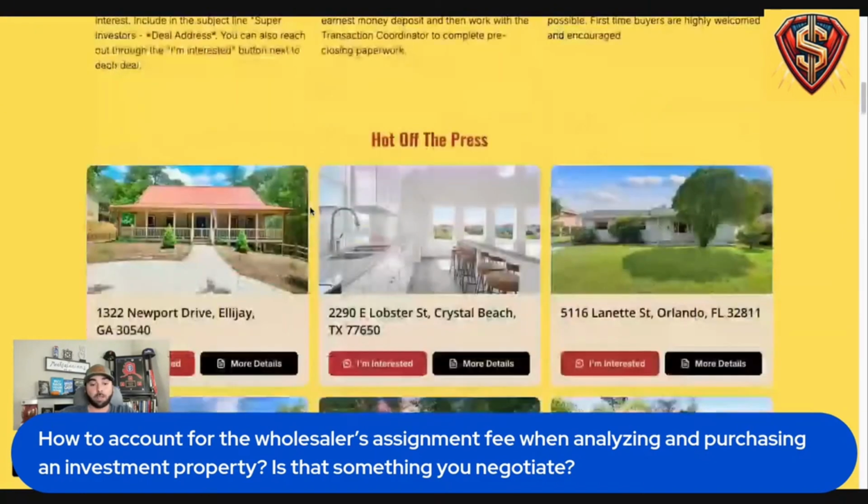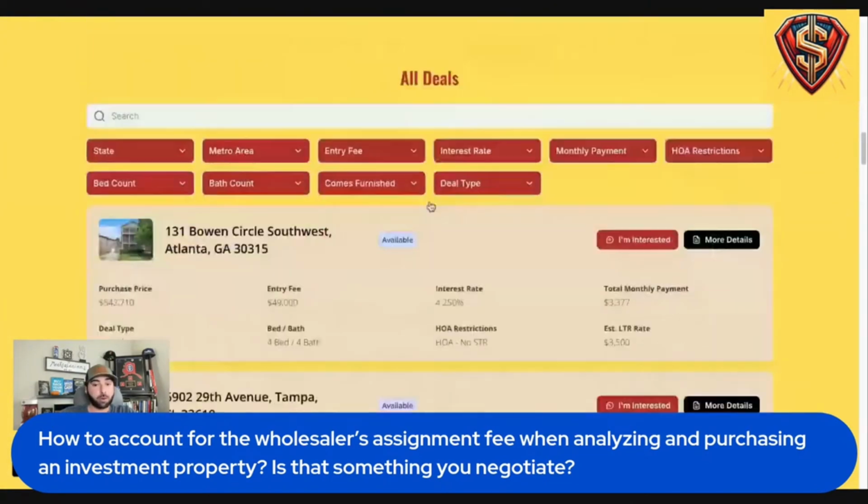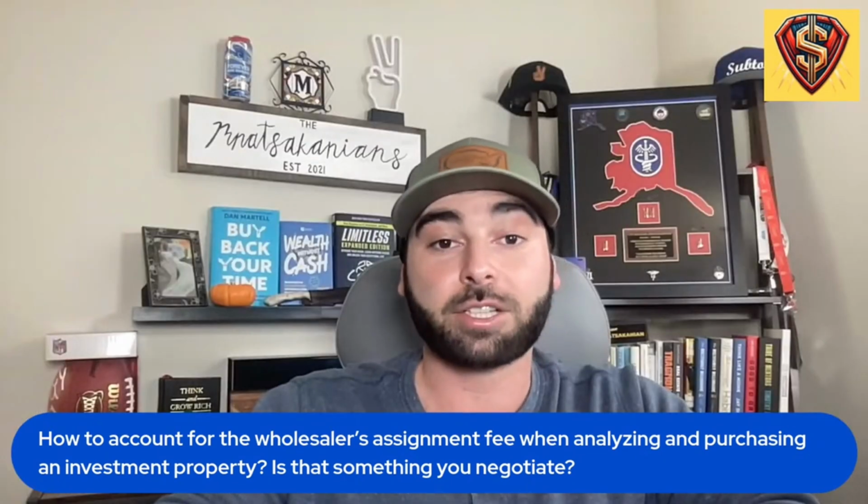So for example, all of these properties are for sale right now, structured creatively, and we can buy them by clicking a button. You click a button, you can buy this $542,000 home in Atlanta, Georgia, which has a $49,000 entry fee. So for $50,000, you can buy this $542,000 property and take over their 4.25% interest rate. You can click it to get more information about the property. Let me show you what it looks like when you actually click it.